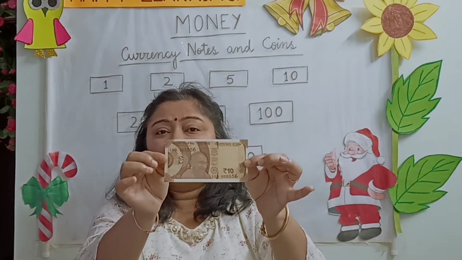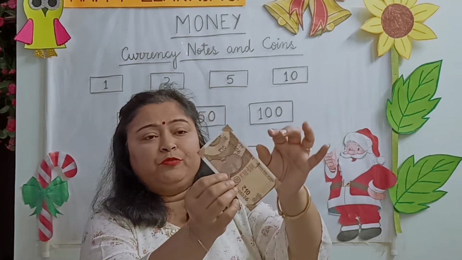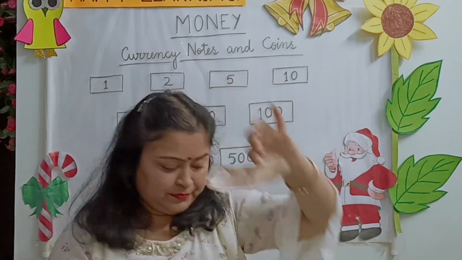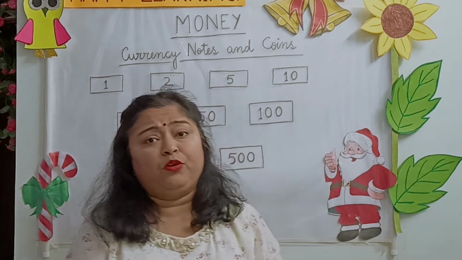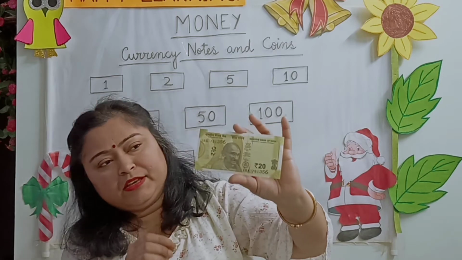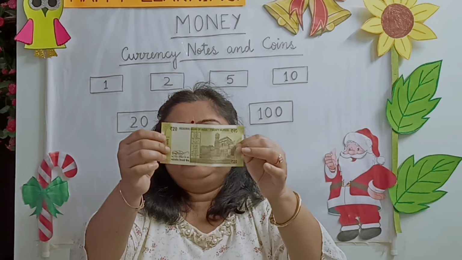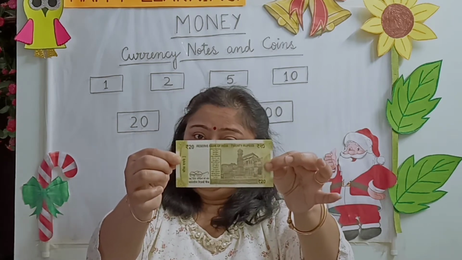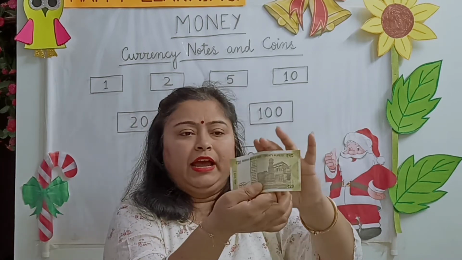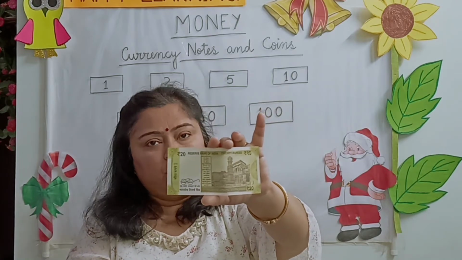Now this is rupees 10. The number 10 is written here on the note. On every note you can see the number written on it. See, this is a 20 rupee note. The number 20 is also written here on this note and in some other places at the back side of this note.